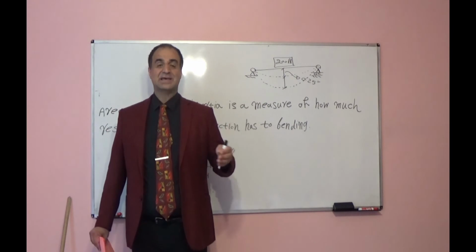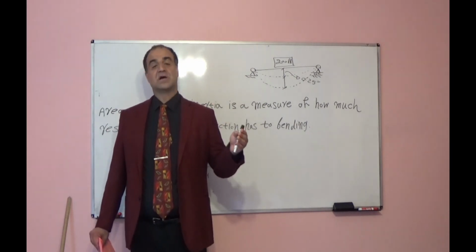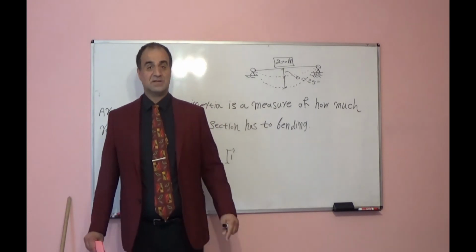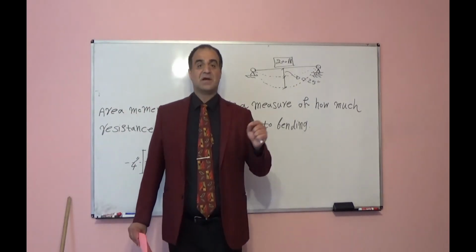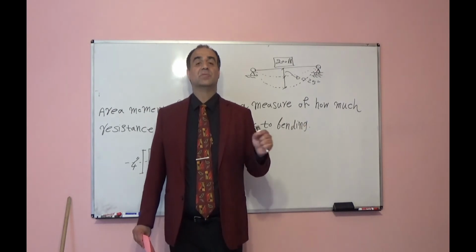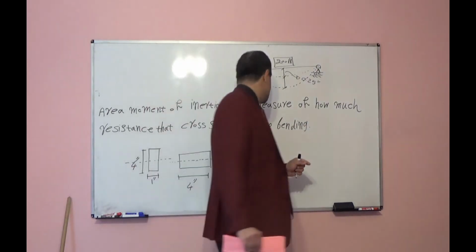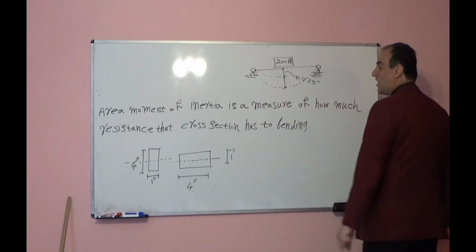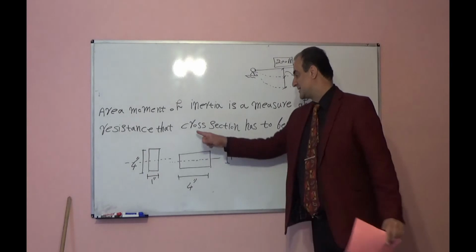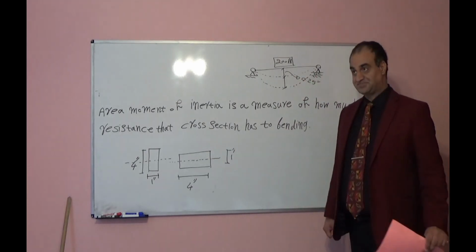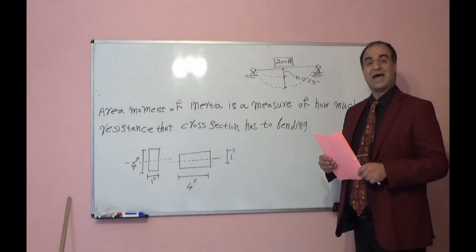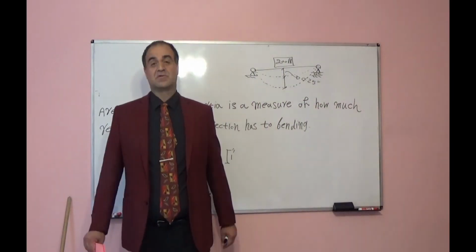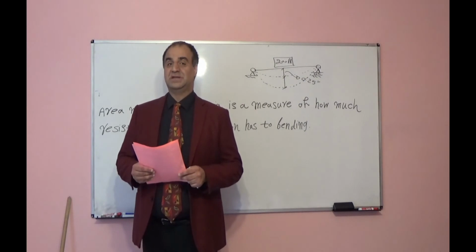In statics, strength of materials and structural analysis courses, whenever we are talking about moment of inertia, it means area moment of inertia or second moment of area. It means this definition: area moment of inertia is a measure of how much resistance that cross section has to bending. We have another moment of inertia we will use in the dynamics course, that is mass moment of inertia.